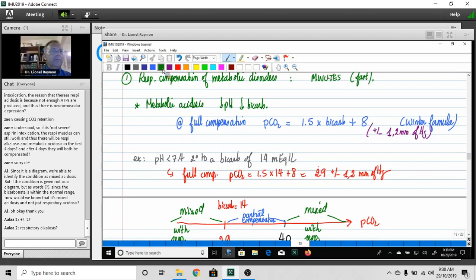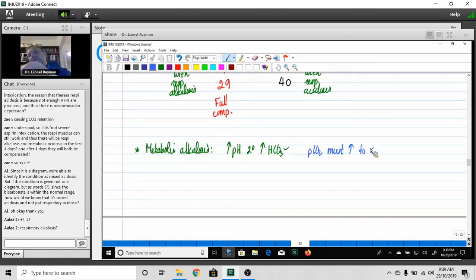So how about a metabolic alkalosis? Maybe I'm vomiting a lot. In a metabolic alkalosis, I have a high pH secondary to high bicarb. And of course, PCO2 must increase to compensate. So how does this one work? Oh, at full compensation, well, there's a little recipe you can come up with that will help you assess this. PCO2 increases by 0.7 millimeters of mercury for each 1 milliequivalent per liter increase in bicarb.